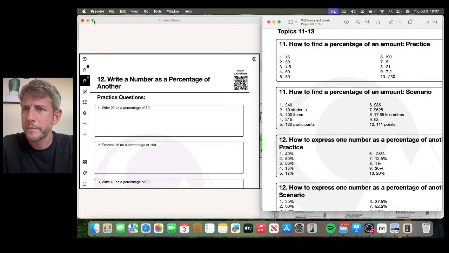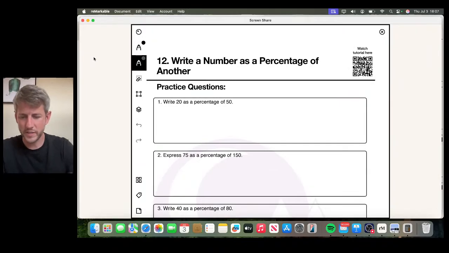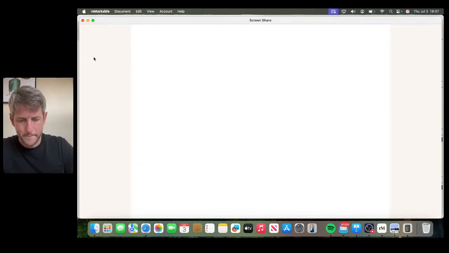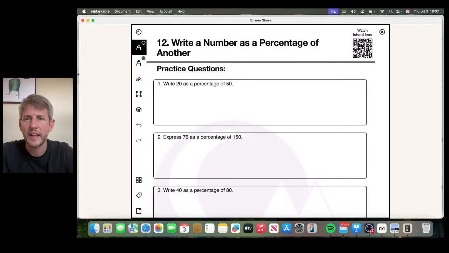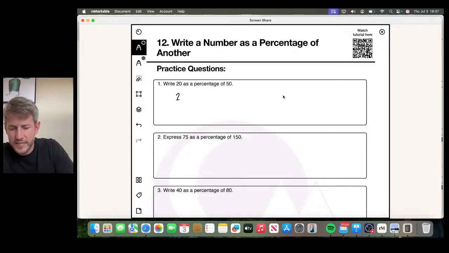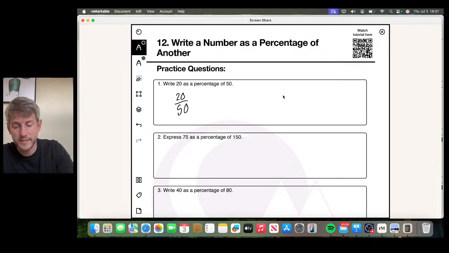Topic 12. Oh my gosh. Right. So here we go. Topic 12 is here. And it says, write a number as a percentage of another. And here's the practice questions. And it says, write 20 as a percentage of 50. So this is going to be 20 out of 50. Okay, so to convert a fraction into a percentage, you just do the top divided by the bottom and multiply it by 100. So I'll just write times 100 there because this line here means divide anyway.